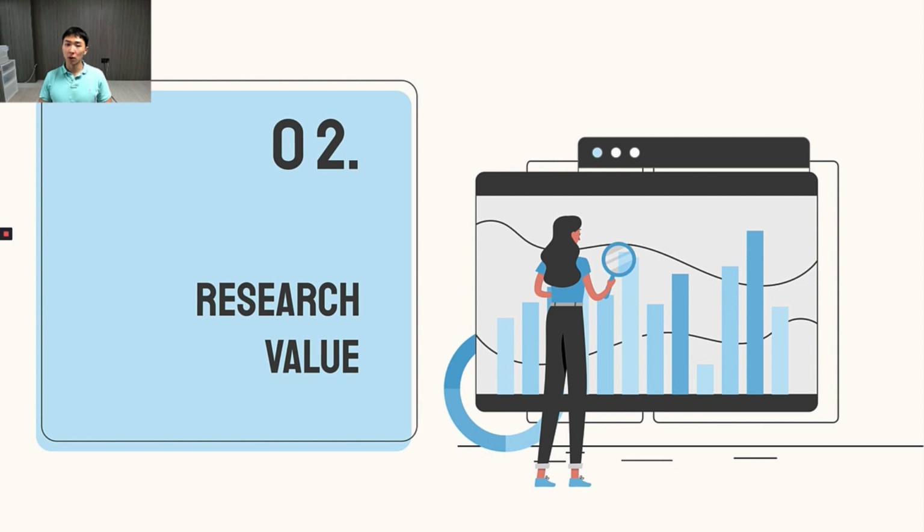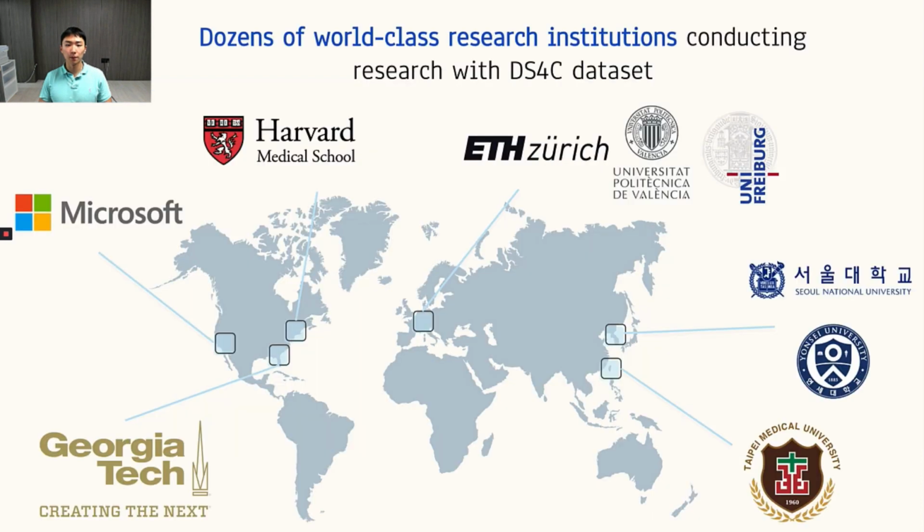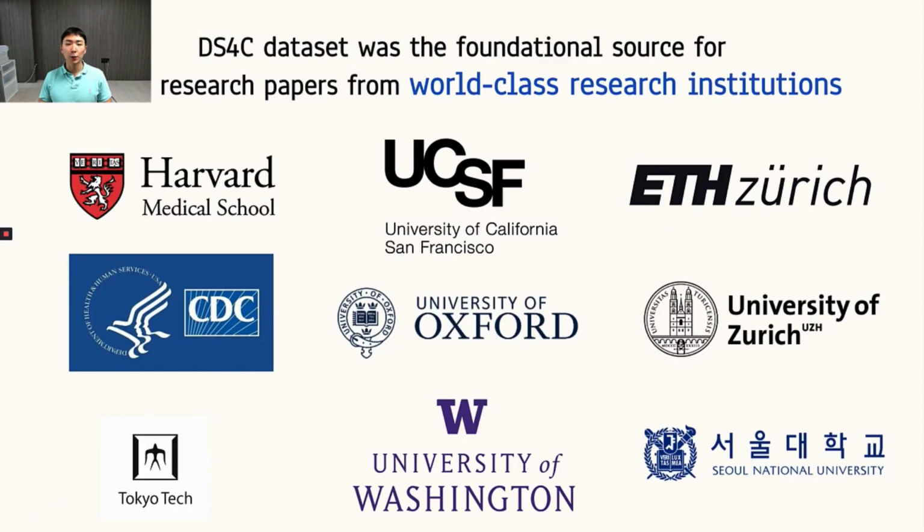In our next talk, we'll dive deeper into some notable papers that have discovered meaningful insights from our dataset. Additionally, we'll talk about the collaborative research DS4C is conducting with Databricks. Currently, dozens of world-class research institutions, including Harvard, Microsoft, and ETH Zurich, are analyzing our dataset. And numerous papers have cited our dataset as the primary source of their research.